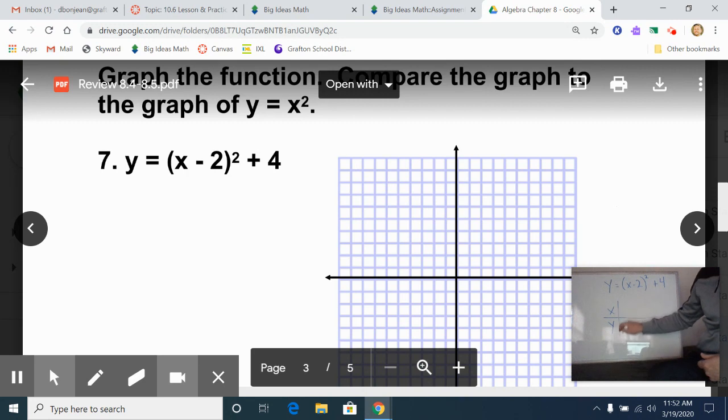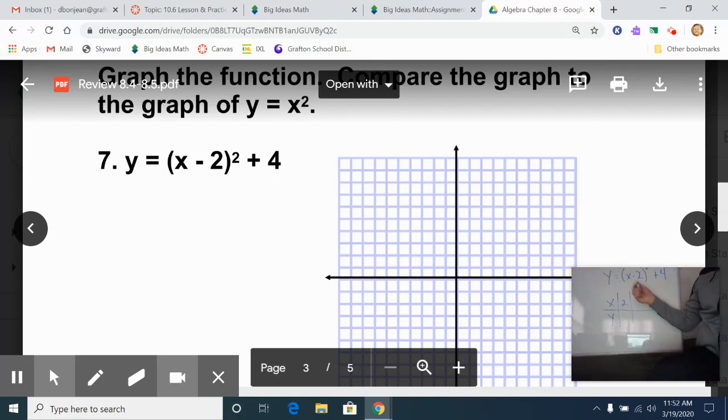I'm going to make a table, and I'm going to plug in that number that makes this equal 0 first. Then I'm going to do the math. So 2 minus 2 gives me 0. 0 squared is 0 plus 4. So this right here, this is my vertex.